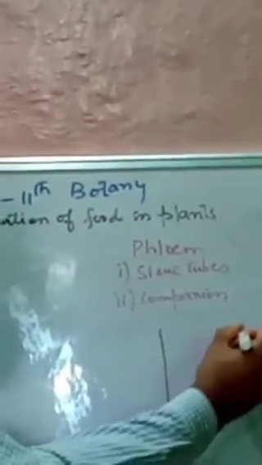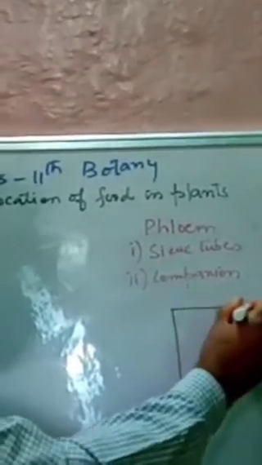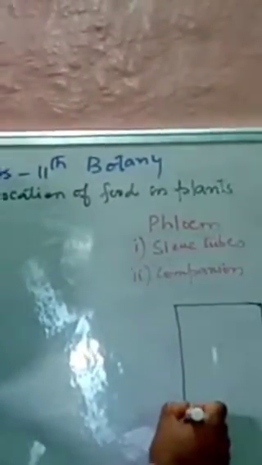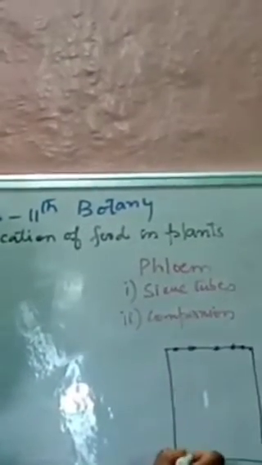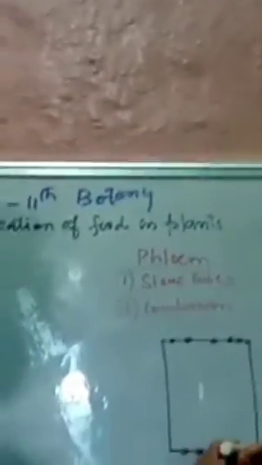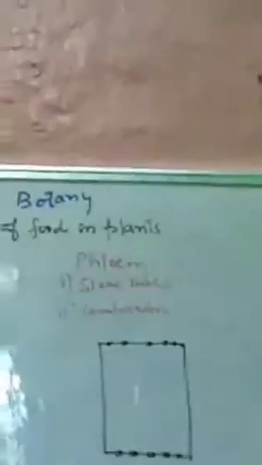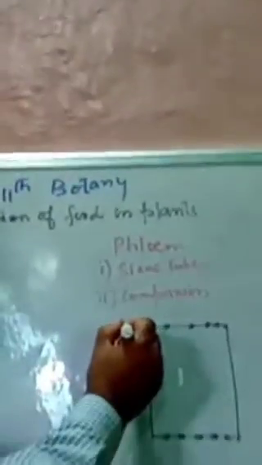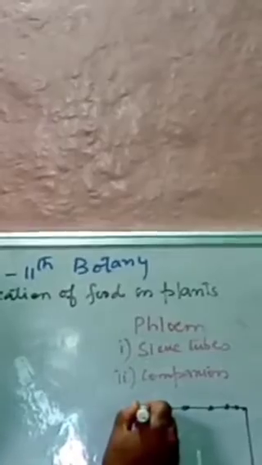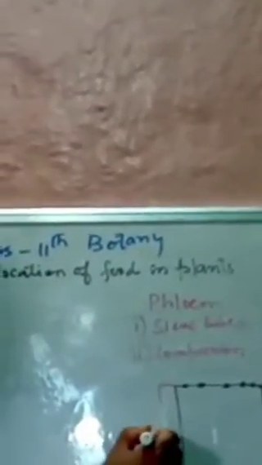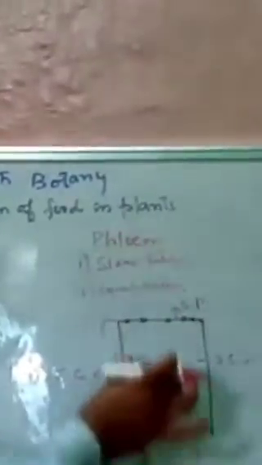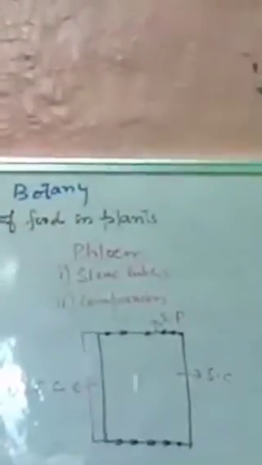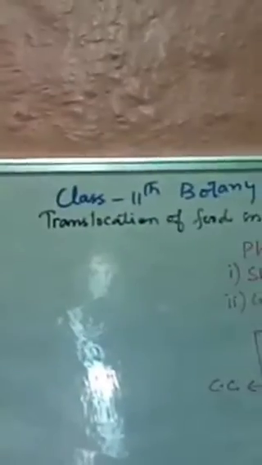These are somewhat elongated cells and their walls are perforated. They have got these pores. These are called the sieve plates, and they have this companion cell attached to them. If this is the companion cell and this is the sieve cell, this is called the sieve plate, and this sieve plate is perforated, through which the food moves from one part to another part, or from one cell to another cell.